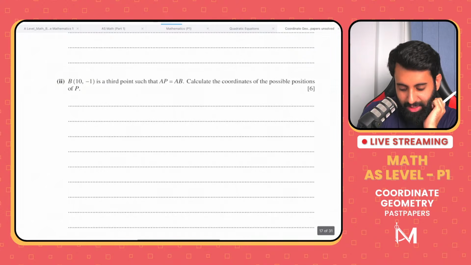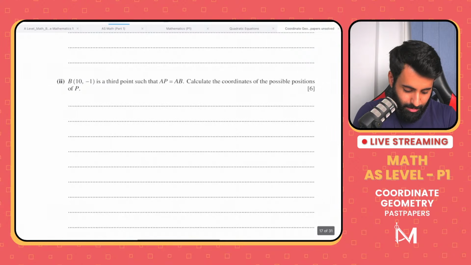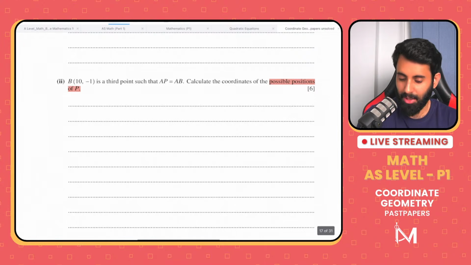B has coordinates 10 comma minus 1. It is the third point such that AP is equal to AB. Calculate the coordinates of the possible positions of P. Okay, so possible positions of P, that means we're likely to end up with multiple answers.